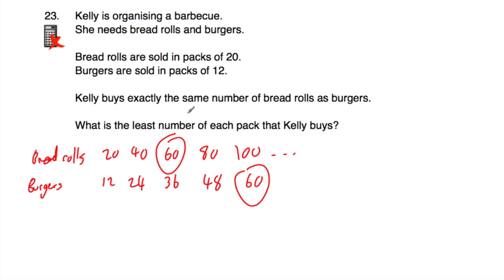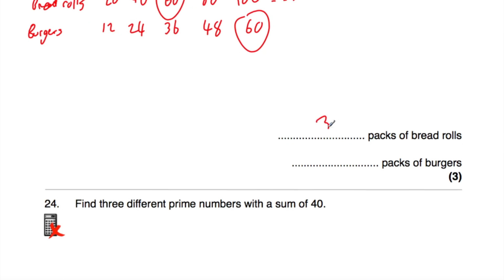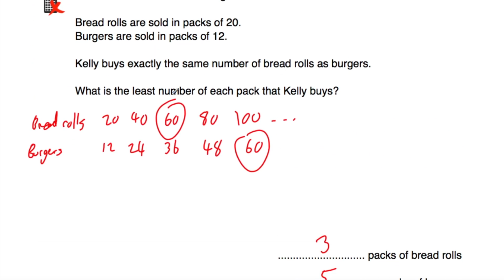Now the question says, what's the least number of each pack? So she'd buy 3 packs of bread rolls and she'd buy 1, 2, 3, 4, 5 packs of burgers. So that's 3 packs of bread rolls and 5 packs of burgers. And that's it. So we found the common multiple, or the lowest common multiple, of 20 and 12.